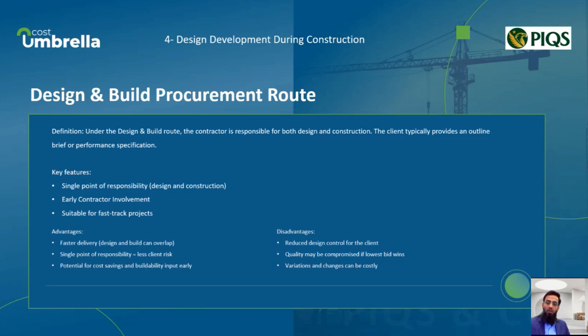However, the client has less control over the detailed design, and quality can sometimes be compromised if the lowest bidder wins. Also, managing variation can become costly. Remember, we are just providing an overview here. We will be covering design and build along with other procurement routes in much greater detail in future dedicated webinars.